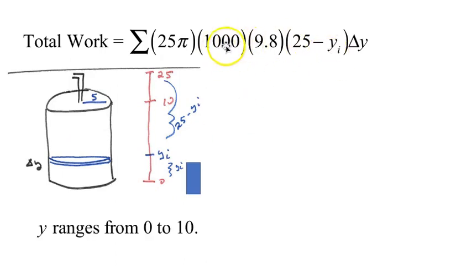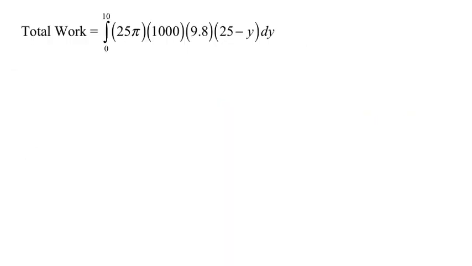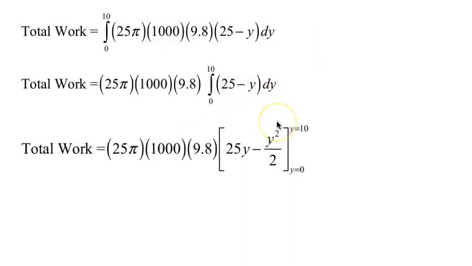So knowing that, as we shrink delta y to 0, this is going to become an integral. The integral from 0 to 10 of all of that, and the delta y becomes a dy. So now our challenge is to evaluate this integral. 25 pi is a constant, 1,000 is a constant, 9.8 is a constant. Move all of the constants out in front of the integral operator. And we're down to the integral from 0 to 10 of 25 minus y, antiderivative 25y, antiderivative of y squared over 2, evaluated as y goes from 0 to 10.